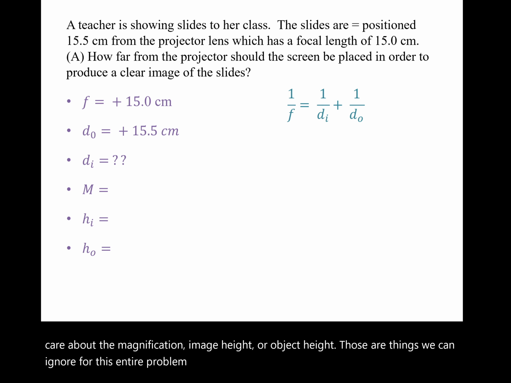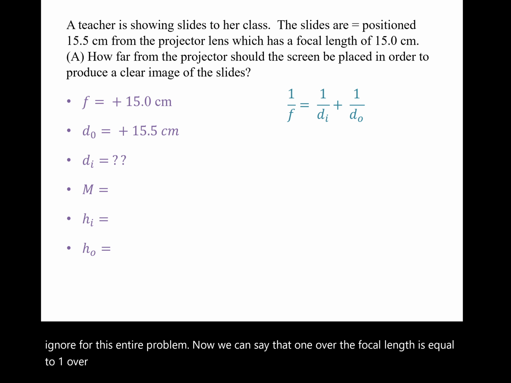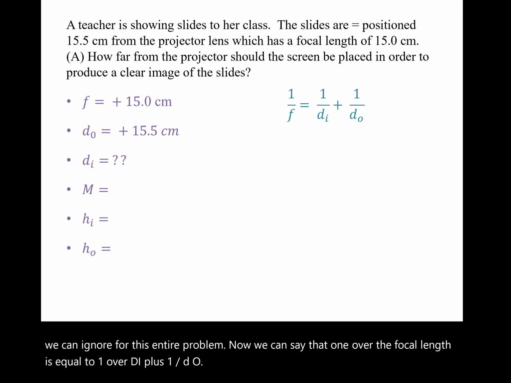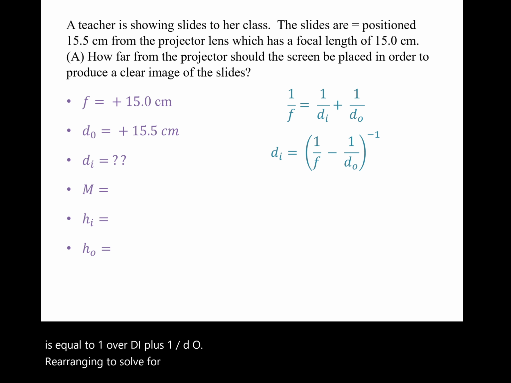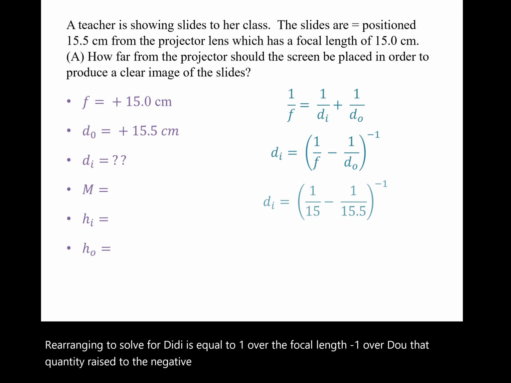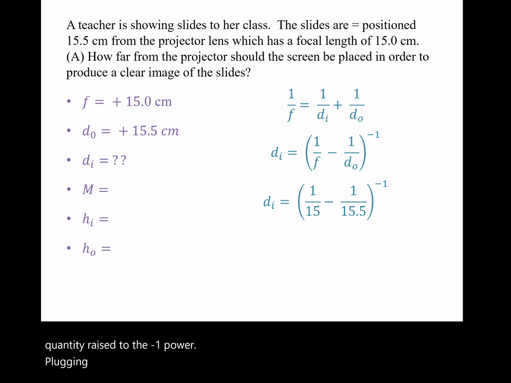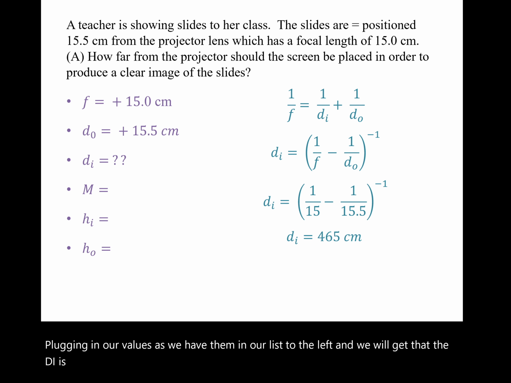Those are things we can ignore for this entire problem. Now, we can say that 1 over the focal length is equal to 1 over di plus 1 over do. Rearranging to solve for di: di is equal to 1 over the focal length minus 1 over do, that quantity raised to the negative 1 power. Plugging in our values as we have them in our list to the left, we will get that di is 465 centimeters, and if you're wondering, that would be 4.65 meters.